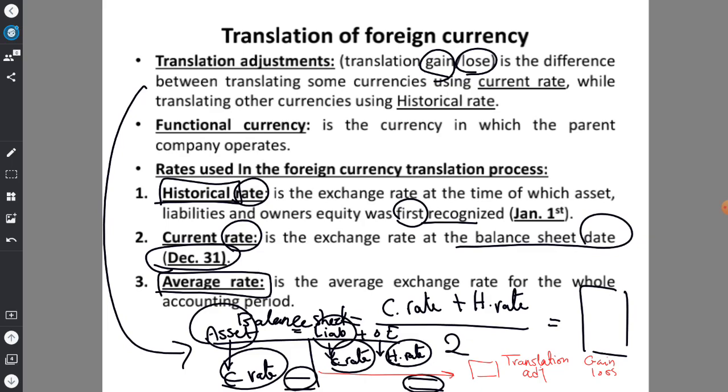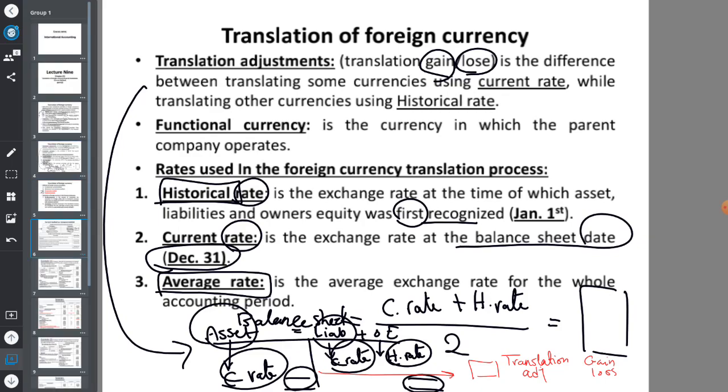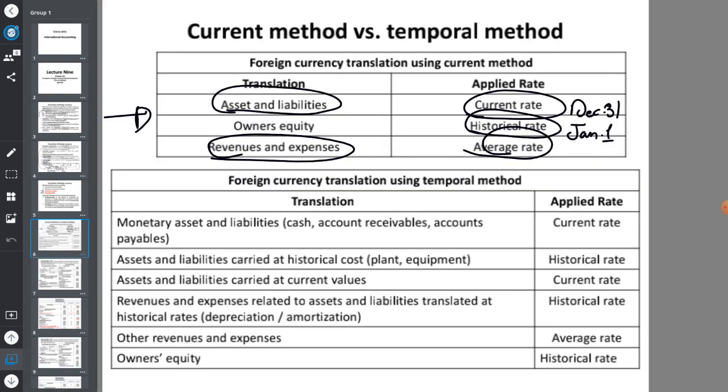وشرحنا الكلام ده. اوكي؟ طب تعالوا ناخد مثال. احنا النهارده هنطبق ايه؟ We are going to apply current rate method. ال current rate method assets, liabilities, I'm going to apply current rate, owner's equity historical rate, revenues expenses average rate. Okay?